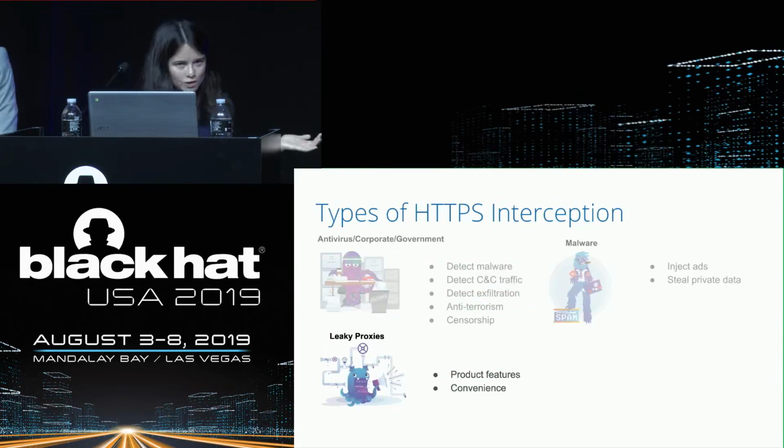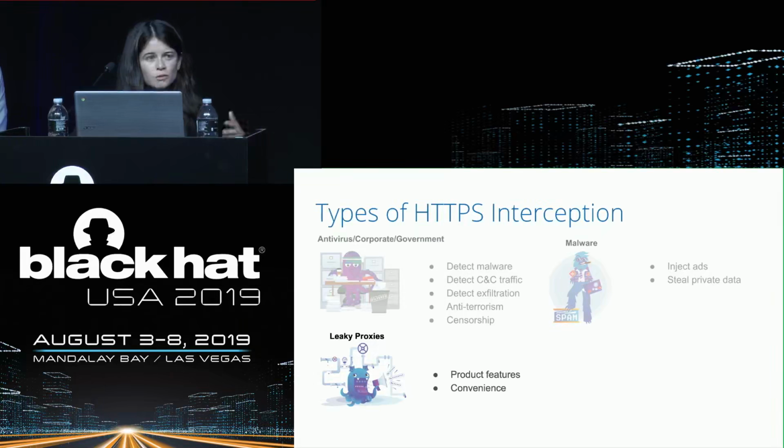So a third class of interceptors are poorly implemented and often unnecessary proxies that increase a connection's attack surface. Any TLS terminating forward proxy, whether it's well-intentioned or not, risks leaving private information and opens the door to spoofing.